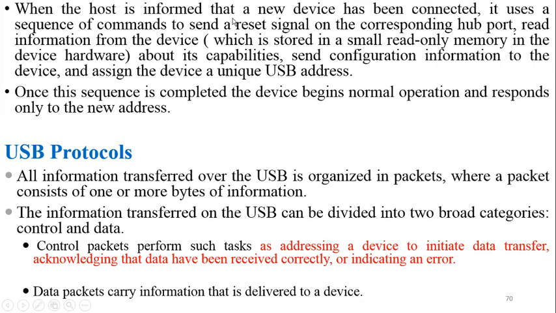When the host is informed that a new device has been connected, it uses a sequence of commands to send a reset signal on the corresponding hub port, read information from the device about its capabilities, send configuration information to the device, and assign the device a unique USB address. After polling, the host computer identifies that a new device is connected with a particular intermediate hub node inside the USB interface. Then it uses a sequence of commands to send a reset signal on the corresponding hub port.